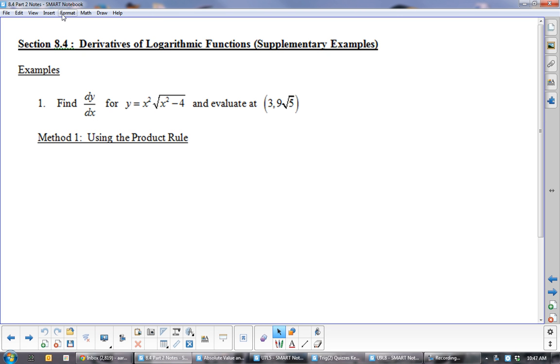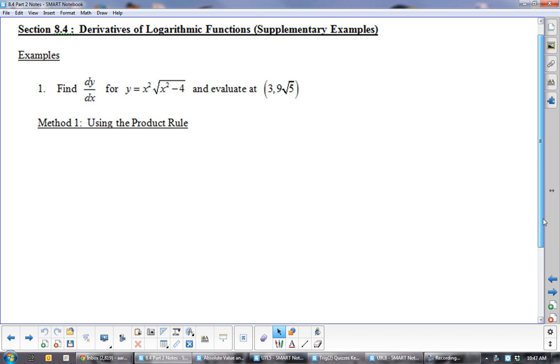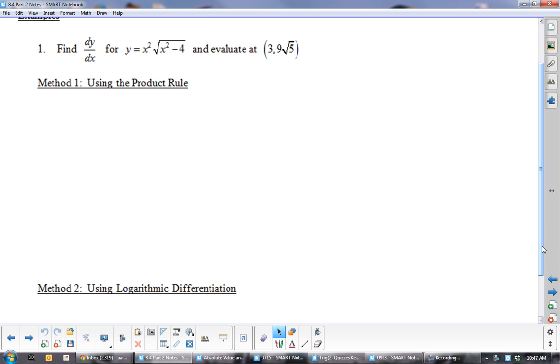So today's a bit of review mixed in with another way to do something that we have done in the past. Now this says find dy/dx for y equals x squared times the square root of x squared minus 4, evaluated at 3, 9 root 5. So what are they asking for? What does y prime give me at that point? The slope at x equals 3. Okay?